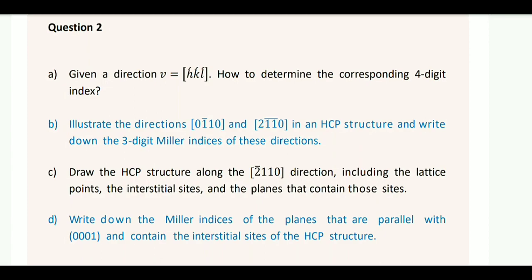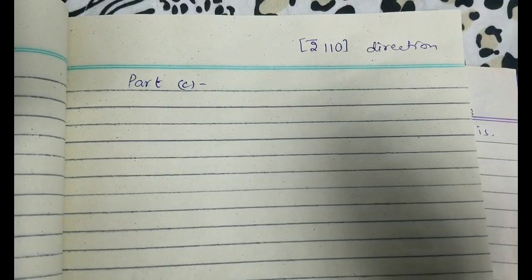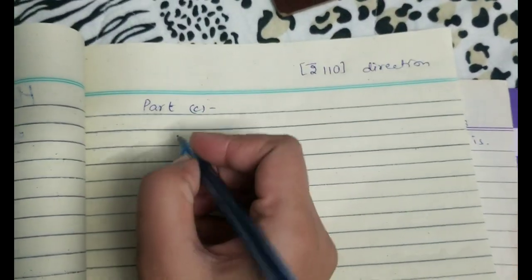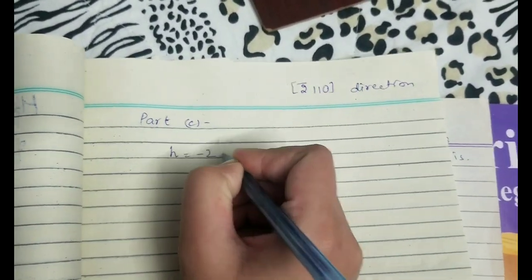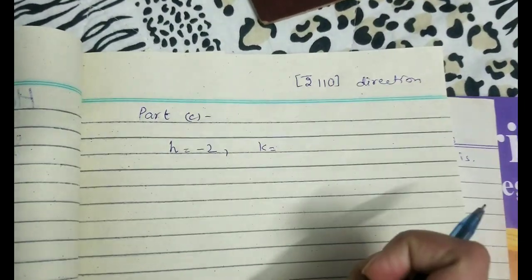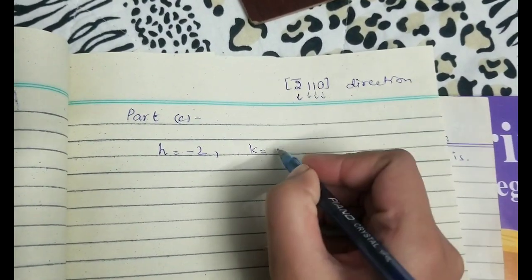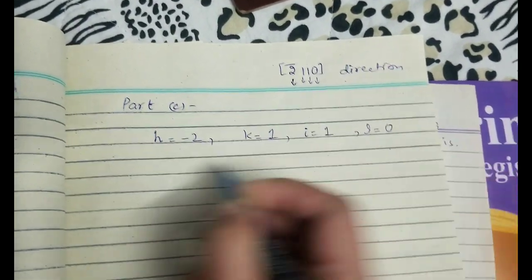After that, let's start the problem. First of all, we have this [-2 1 1 0] direction, and we have to draw it. For that purpose, we can see here that h is -2, and these are the Miller-Bravais indices of the direction: h, k, i, and l. So k is 1, i is equal to 1, and l is equal to 0.